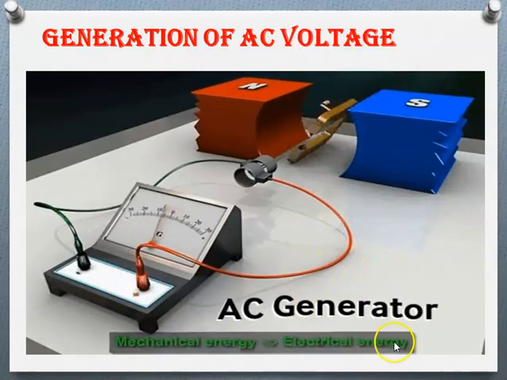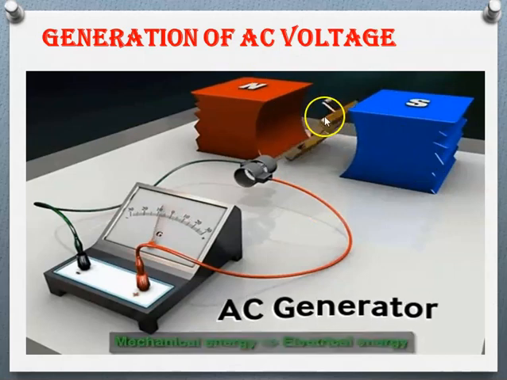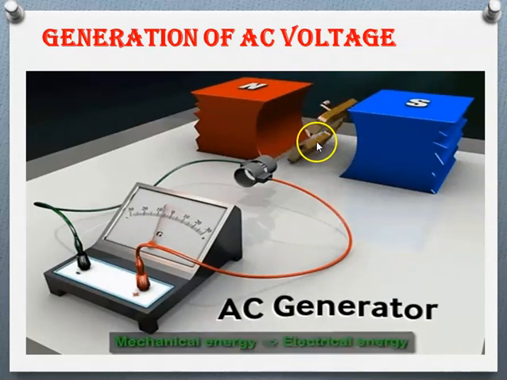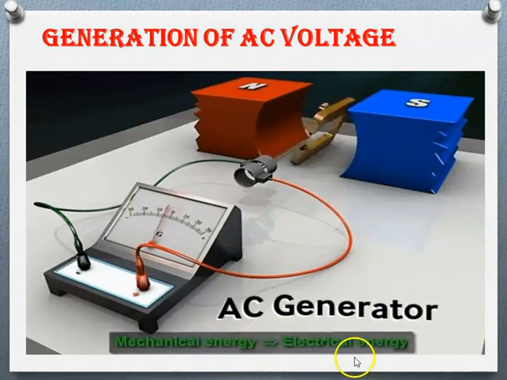Now this is the simple AC generator, which is used to generate AC voltage. Here we have a magnet, and within the magnetic field of this magnet, a conductor is placed, which is connected to a galvanometer that shows whether EMF is generated or not. Here the mechanical energy is converted into electrical energy. The mechanical energy is provided to rotate the conductor with the help of a turbine, and the turbine is rotated with the help of steam, for example in a thermal power plant. This mechanical energy is converted into electrical energy. This is the simple AC generator to produce AC voltage.